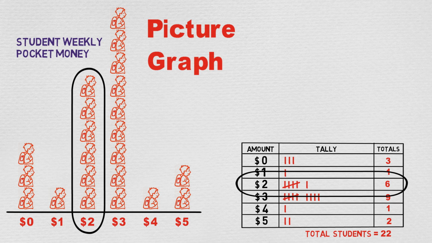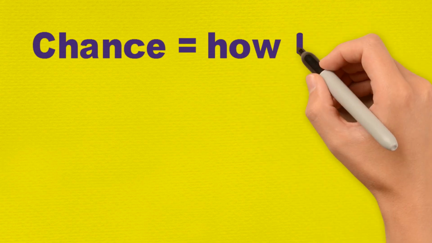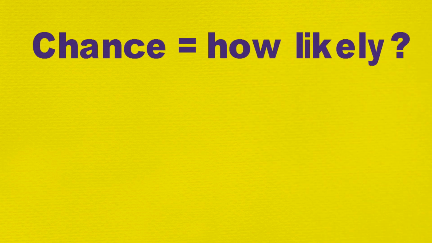After Max and Min and their classmates copied the picture graph into their books, Mrs. Masters and her class had a discussion about chance. Chance is about measuring or describing how likely it is that a certain event will happen, said the teacher. There are words we often use when describing or discussing chance.